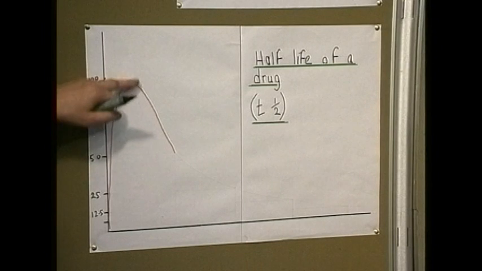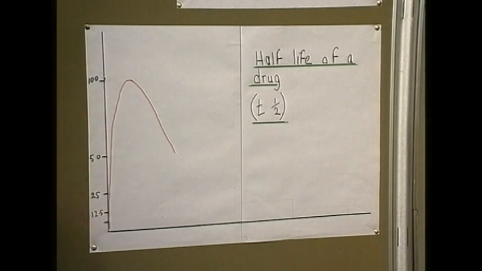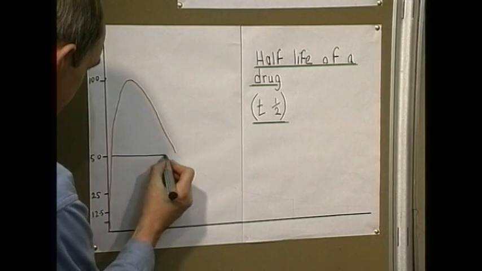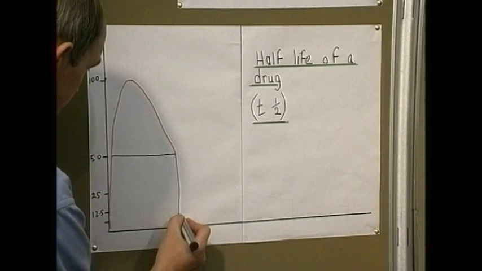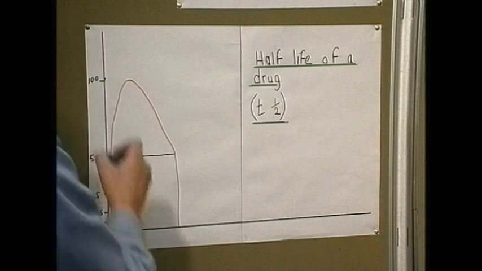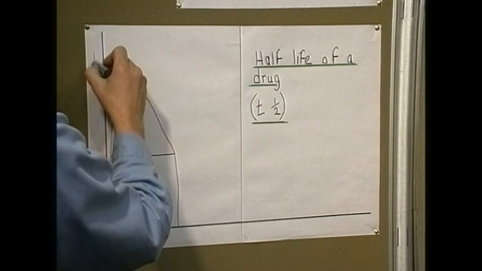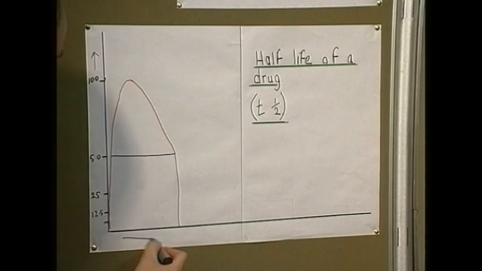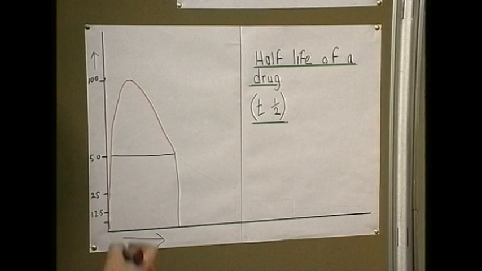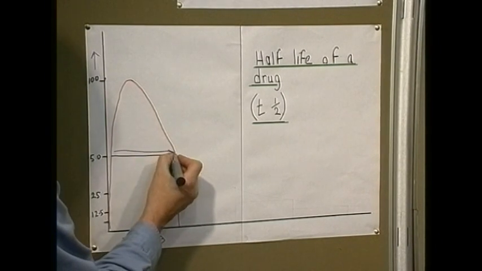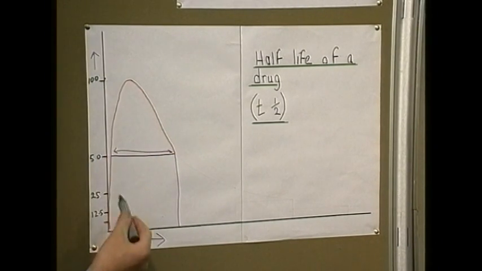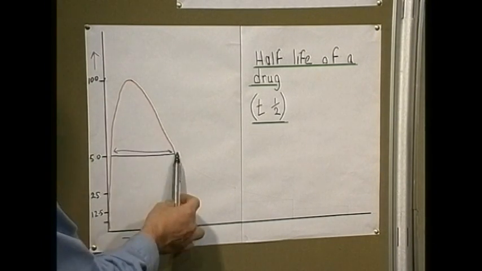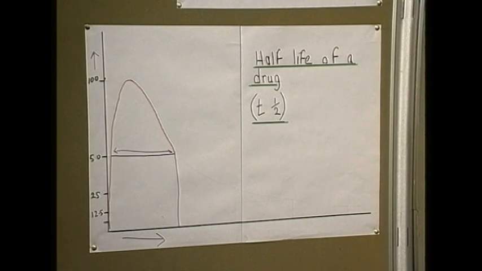Now, when that plasma concentration has dropped to half of the initial concentration, then we describe that as the half-life of the drug. So this would be time, this is concentration on this axis here, plasma concentration. It's time on this axis here. So this time here, taken to eliminate half of the absorbed dose of the drug, is the half-life of that drug.